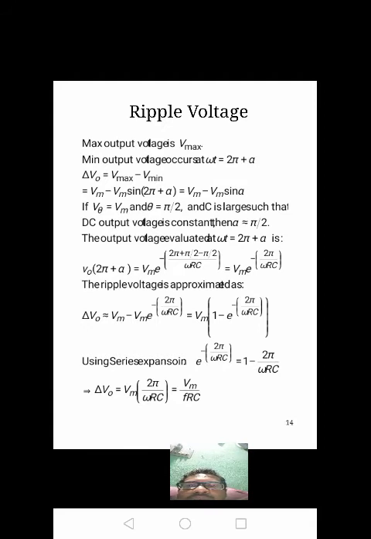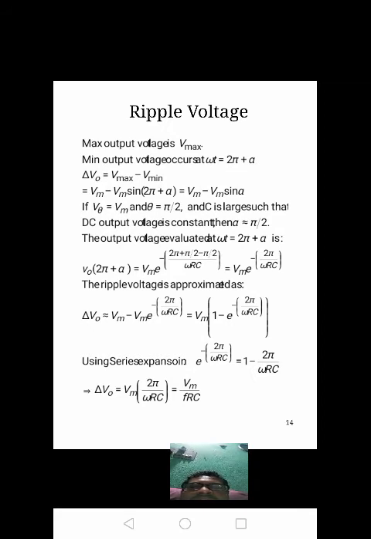The output voltage value at omega t equal to 2 pi plus alpha is V naught of 2 pi plus alpha, which is equal to Vm into e power minus of 2 pi plus pi by 2 minus pi by 2, divided by omega RC, that is equal to Vm into e power minus 2 pi by omega RC.